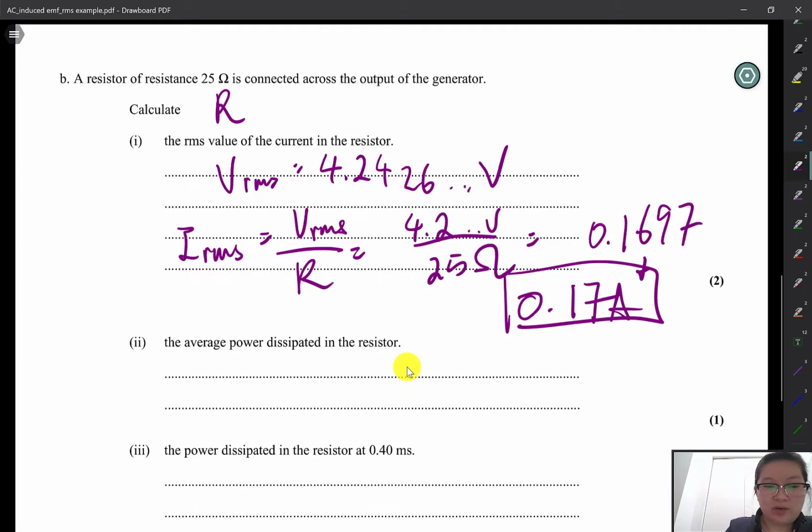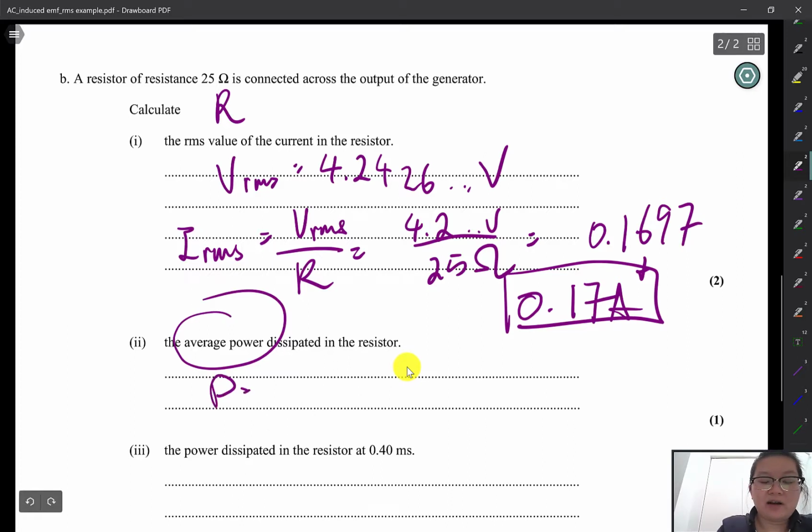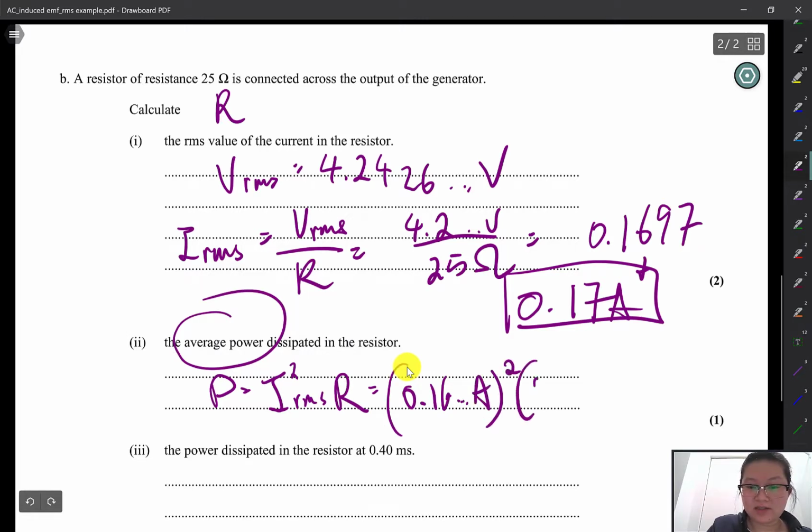Notice it's the average power, not the maximum power. The average power means that we're going to use the RMS values and not the peak values. So we know power is, and for a resistor I like to use I squared R, in this case I RMS squared times R. That's our current, without any rounding, 0.1697 amps. Don't forget to square it, times your resistance. That is 0.72 watts.